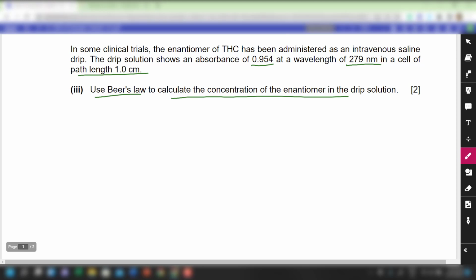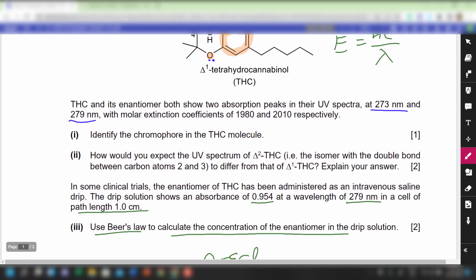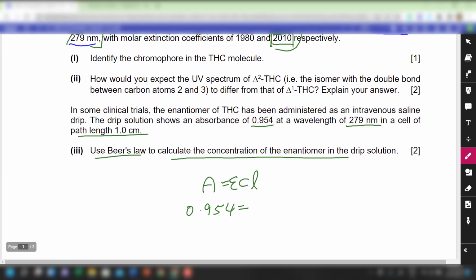Okay, so you know that Beer's law is A, the absorbance, equals epsilon c l. Since it has an absorbance of 0.954, this is equal to what about the extinction coefficient? Oh, it's given to be over here, 2010, because if it absorbs at 279 nanometers you should be choosing 2010, so make sure you choose the correct number.